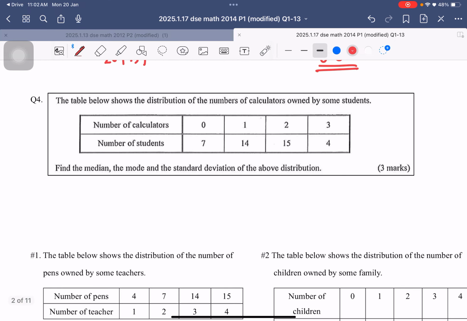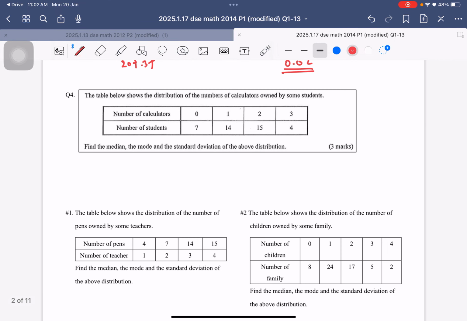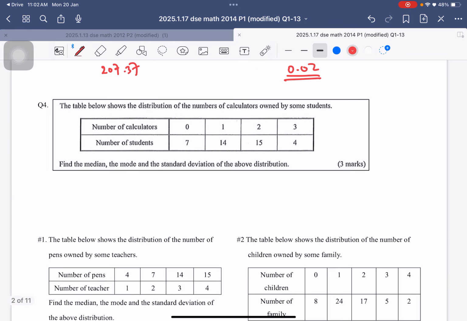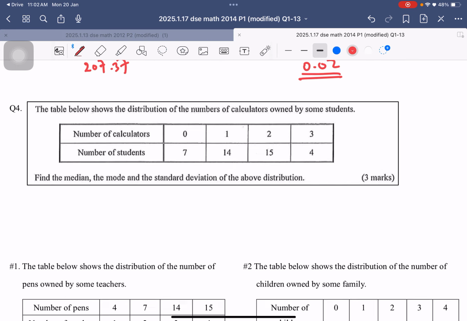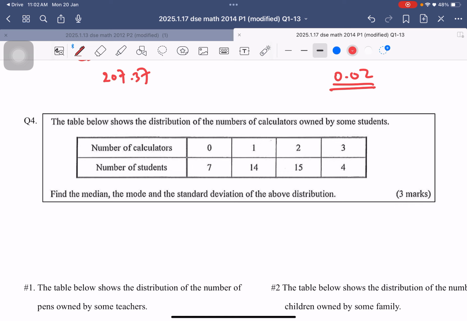Alright, this question is a disaster. My bad. I told you so many times: highlight the question, what they are asking about. This table is the distribution of what? It's the distribution of the calculator.